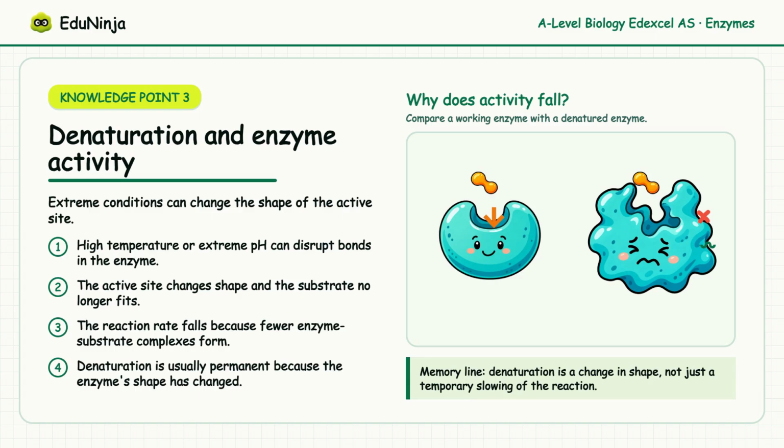Denaturation is usually permanent because the enzyme's shape has changed. In an exam, link the changed active site directly to the loss of successful binding.